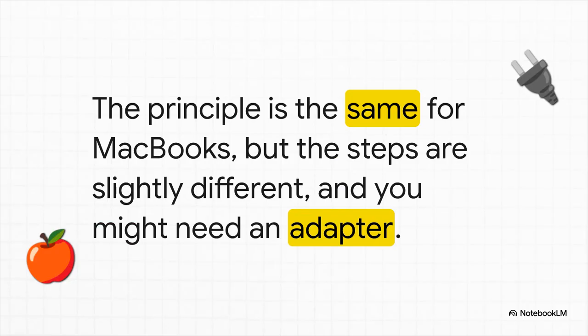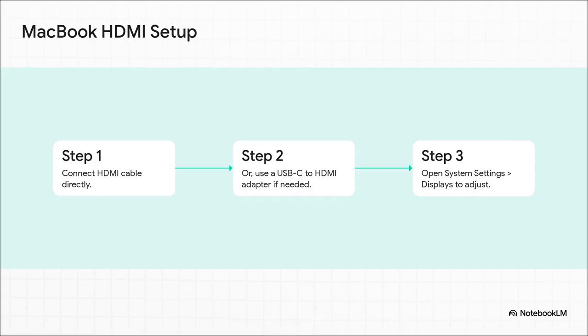All right, let's switch it up. MacBook users, it's your turn. The idea is exactly the same, but the how is just a little bit different. And yeah, you might need a little adapter for this. Some older MacBooks actually have an HDMI port, so you're good to go. Just plug it in. But for most of the newer ones, you're going to need a little dongle, a USB-C to HDMI adapter. They're easy to find. Once you're plugged in, your Mac is usually smart enough to figure it all out, but if you want to tweak things, just pop into System Settings and click on Displays.